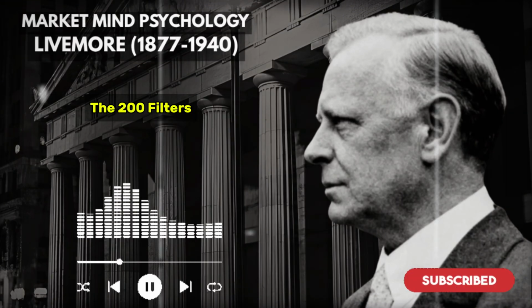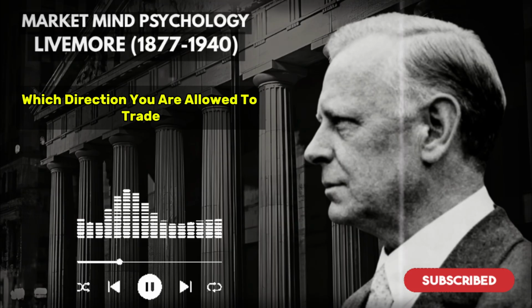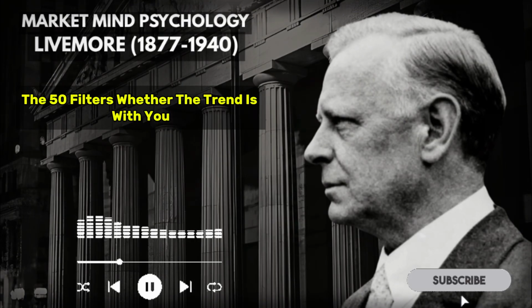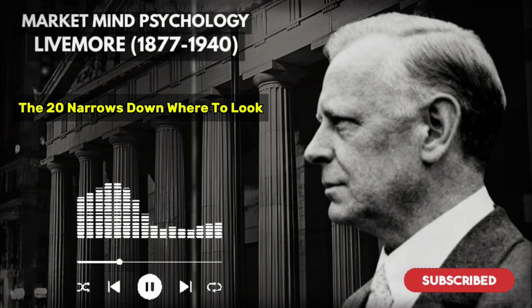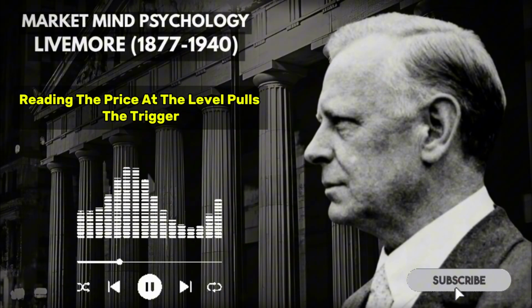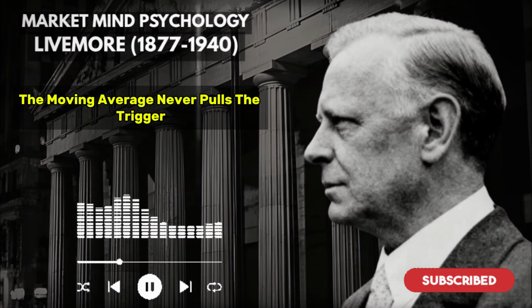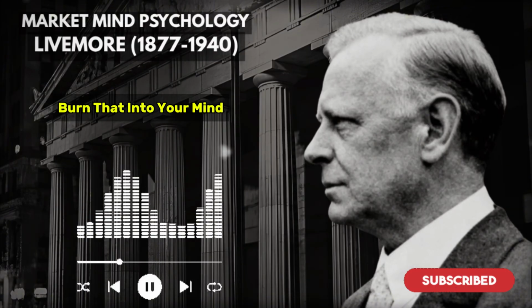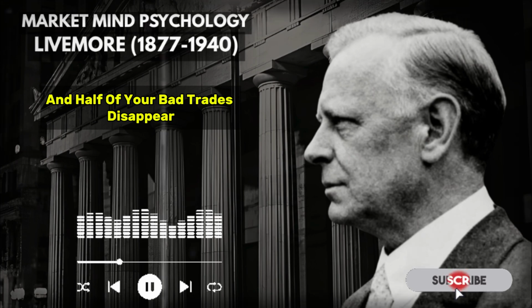The 200 filters which direction you are allowed to trade. The 50 filters whether the trend is with you. The 20 narrows down where to look. And then a separate skill, reading the price at the level, pulls the trigger. The moving average never pulls the trigger. Burn that into your mind and half of your bad trades disappear.